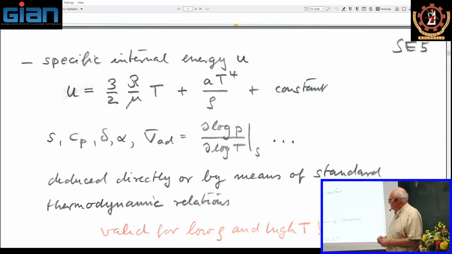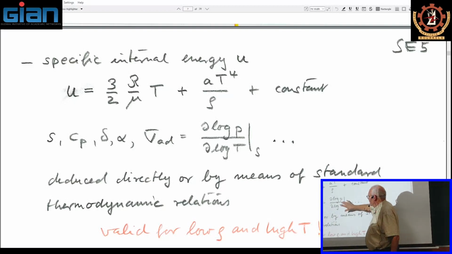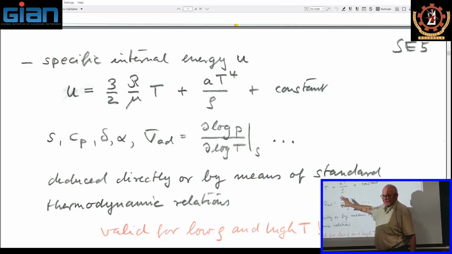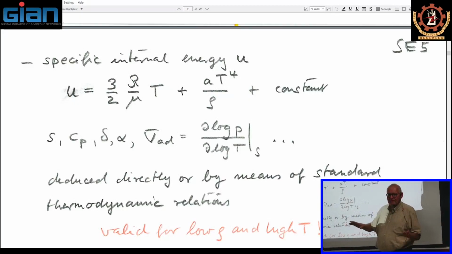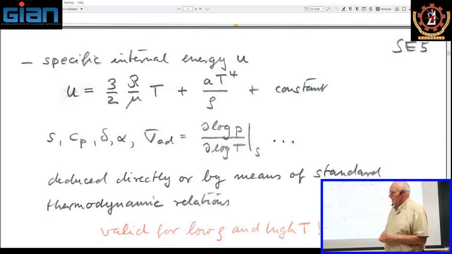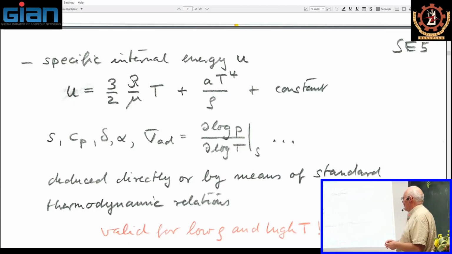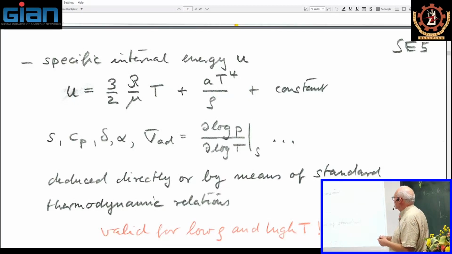This definition of nabla adiabatic is determined by the equation of state. Without any reference to a particular stellar model, nabla adiabatic is simply a quantity to be determined from thermodynamics of the matter. So this can be deduced directly by means of standard thermodynamic relations.